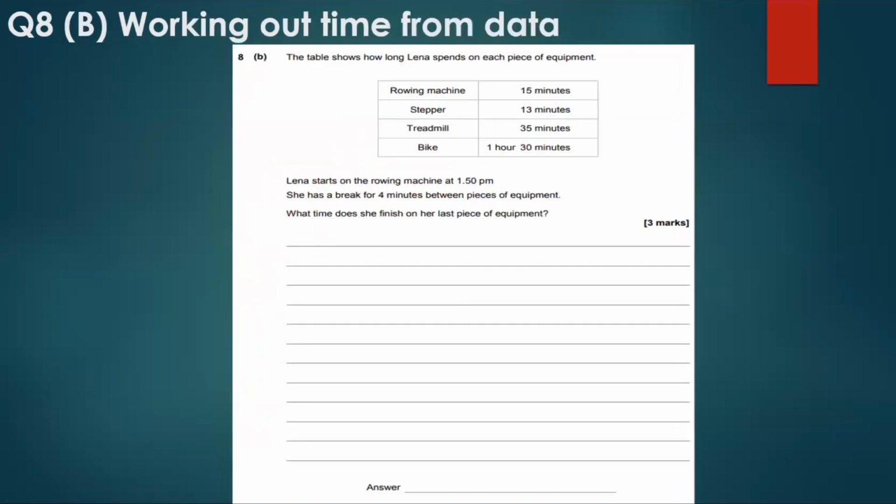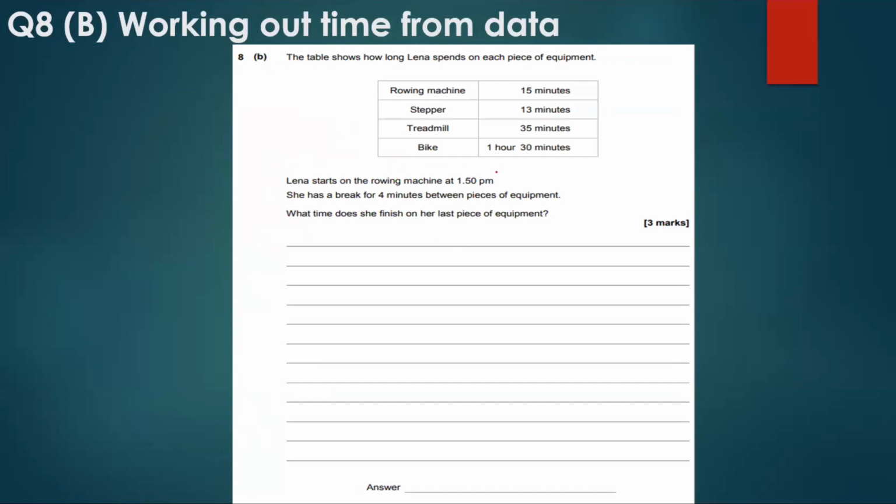Question number 8B then says that the table shows how long Lena spends on each piece of equipment. Okay, you've got 15 minutes, 30 minutes, 35 minutes, and 1 hour, 30 minutes. Lena starts on the rowing machine at 1:50 p.m. She has a break for 4 minutes between pieces of equipment. What time does she finish on her last piece of equipment?